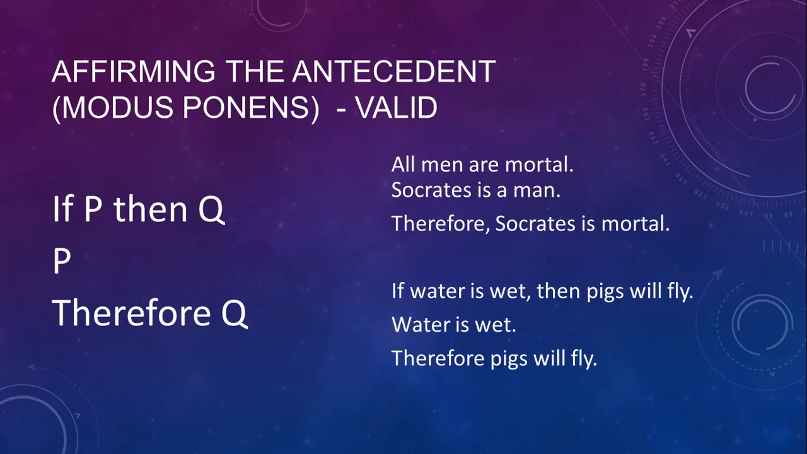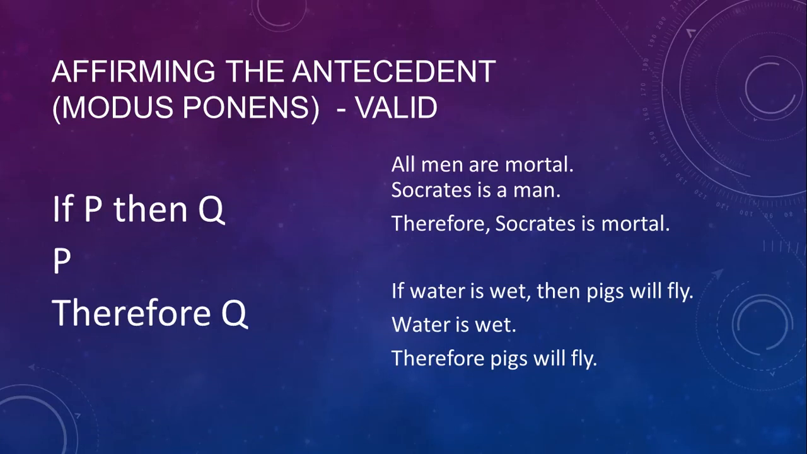And for all of these, I'll just show you a valid and sound version and a valid but unsound version. So one that makes good sense and one that doesn't make sense but is nonetheless a valid argument form. So all men are mortal, Socrates is a man, therefore Socrates is mortal. Valid and sound, so the premises are true and they lead deductively to the conclusion. Exactly the same form, but unsound. If water is wet, then pigs will fly. Water is wet, therefore pigs will fly.